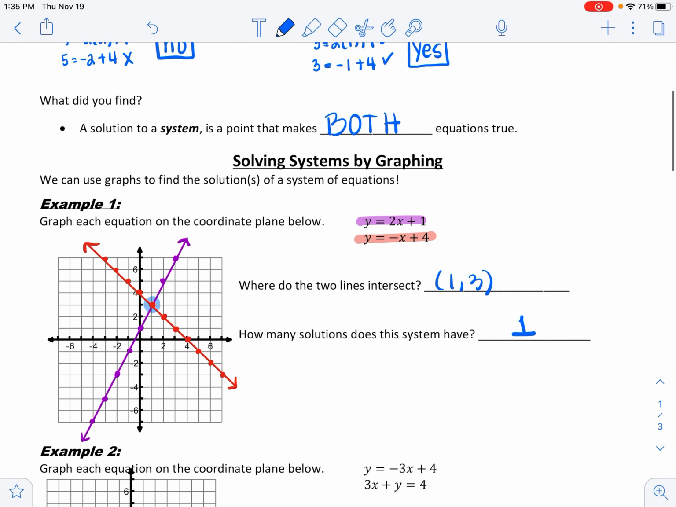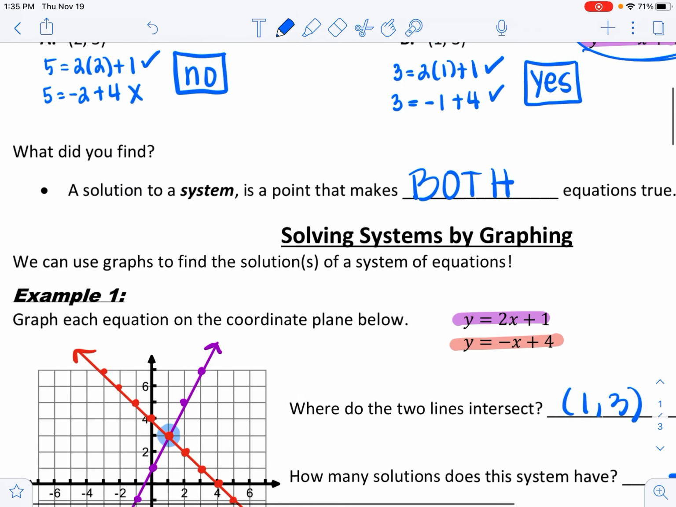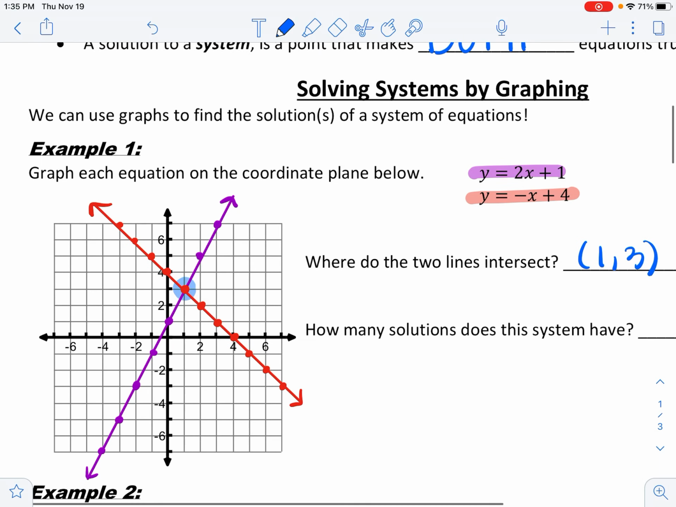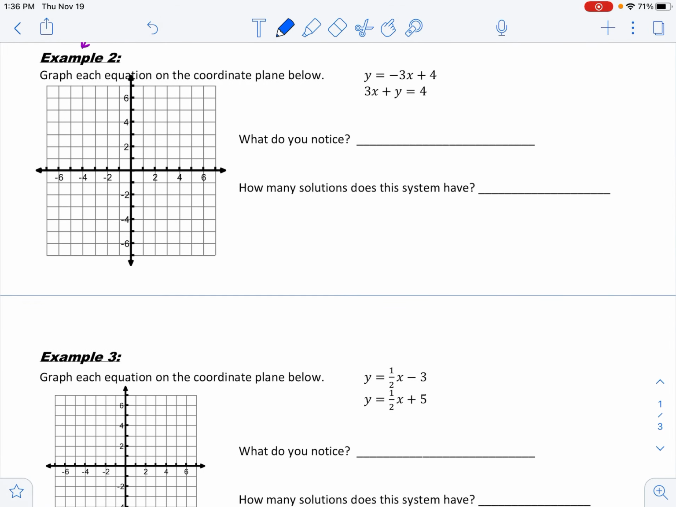So notice we just did this by graphing and showed that it's (1, 3). Now, if you look at the point (2, 5) from over here, you'll see that (2, 5) is on the purple line, but it's not on the red line. That's why it's not the solution to the system, because it's not a point on both lines.